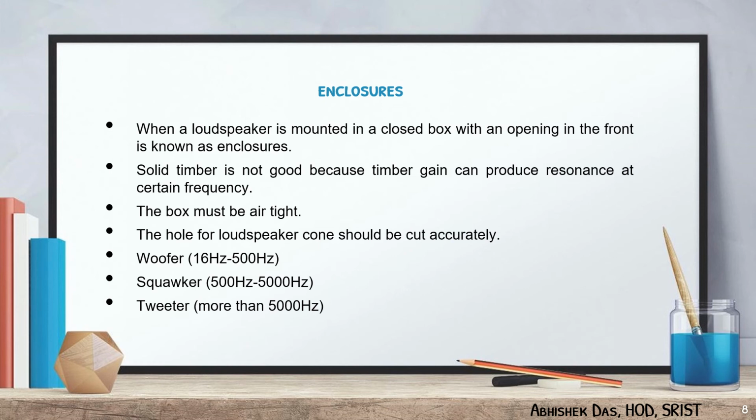The enclosure has three types of speakers. One is the woofer, one is the squawker and one is the tweeter. The frequency range of the woofer is 16 Hz to 500 Hz, the squawker is 500 Hz to 5000 Hz and the tweeter is more than 5000 Hz.